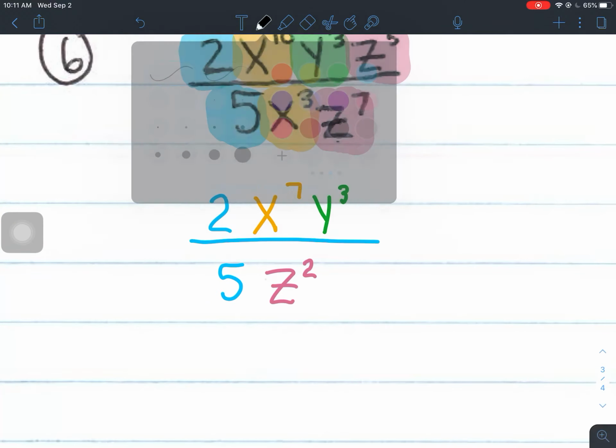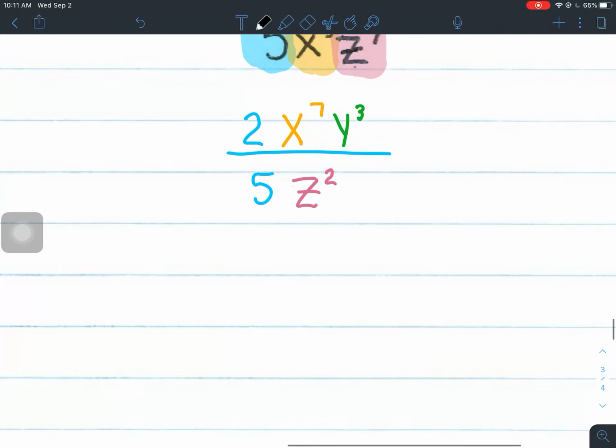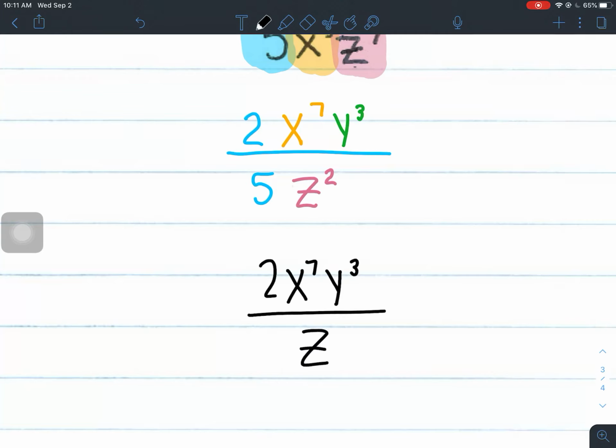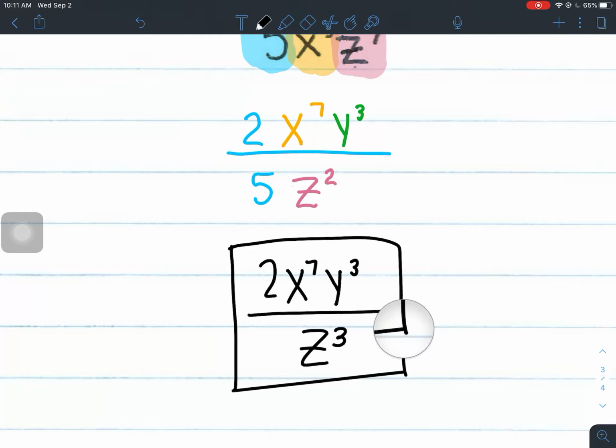So can you do anything else to this? Are there any other like bases with it? Nope. Literally can't simplify anything because if I type in 2 divided by 5 in a calculator, I get exactly that. So this is my final solution or my final expression because I can't simplify it.